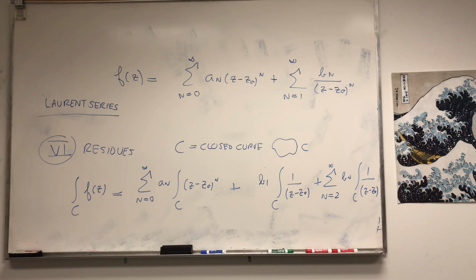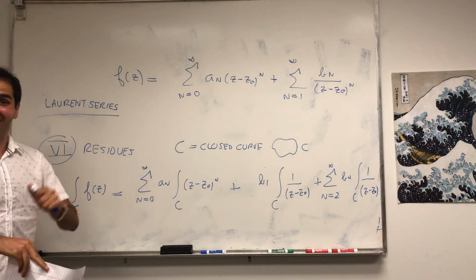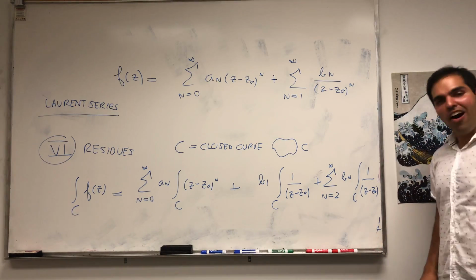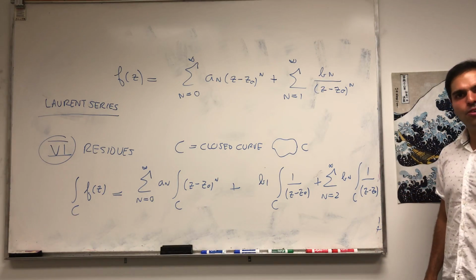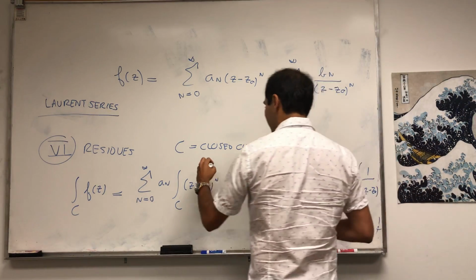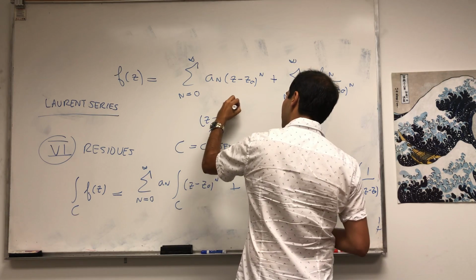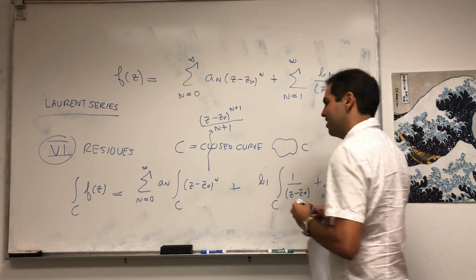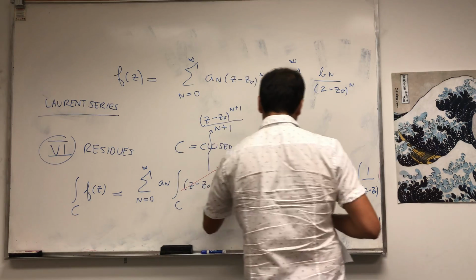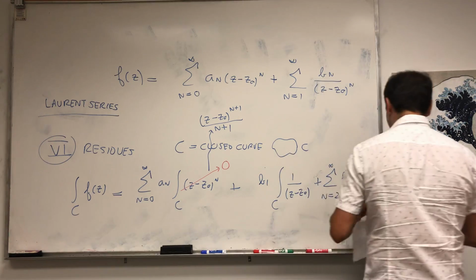Okay, why did I do this? Remember that theorem, the following are equivalent. If a function has an antiderivative, then automatically, over any simple closed curve, the integral is 0. In particular, this function here has an antiderivative, z minus z naught to the n plus 1 over n plus 1. So in particular, this disappears. This disappears, again, by the same argument.